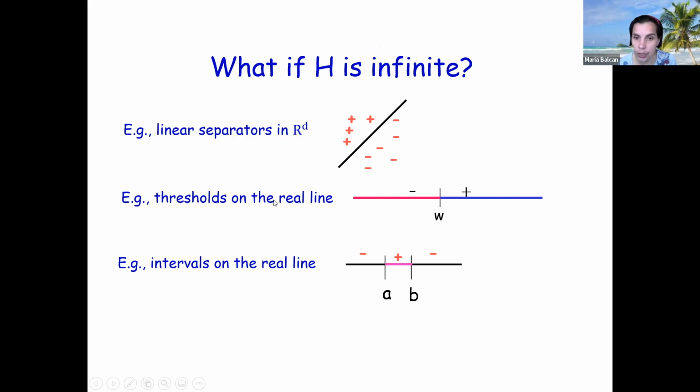Besides that, there is the class of thresholds on the real line. Here each example just has one feature, and the classifiers look very simple. I pick a threshold, and I classify all the points to the left of the threshold as negative and all the points to the right of the threshold as positive. Another example is the class of intervals on the real line. Again, all the examples just have one real-valued feature, and I pick an interval, two endpoints a and b, and classify all the points inside the interval as positive, and all the points outside the interval as negative.